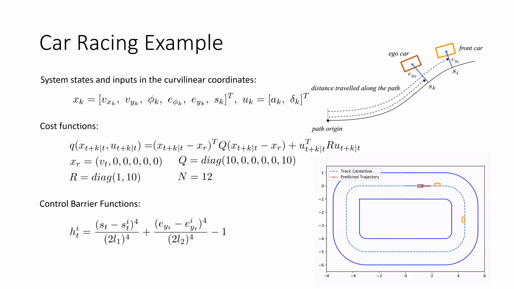We also verify our methodology using a more complicated example, where one ego racing car is required to compete with other vehicles in a closed racing track. The system is defined on curvilinear coordinates, and our MPC formulation allows us to track a target speed while keeping close to the center line of the track. We define the control barrier function using a quadratic distance function, and we can see that our method enables the ego car to overtake other vehicles on the track while tracking a desired speed.